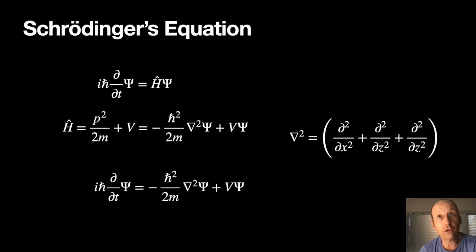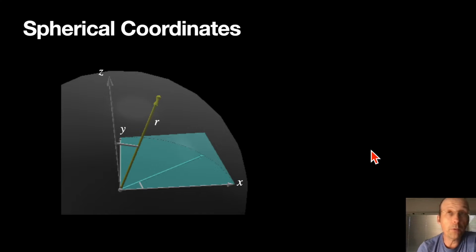So that makes our Schrödinger equation look like this. That's our Schrödinger equation. This is the derivative with respect to time, this is the space derivative, and that's our potential. If we can describe the potential by a function of r, then it doesn't make sense to use Cartesian coordinates, because then our potential is going to depend on x, y, and z, and that's going to make it very difficult. Instead, we want to use spherical coordinates.